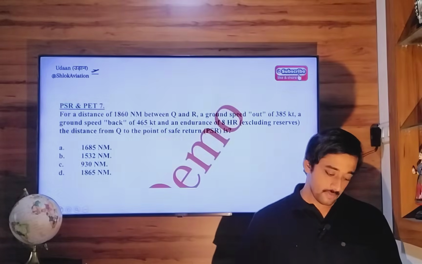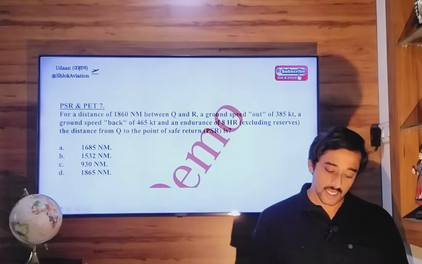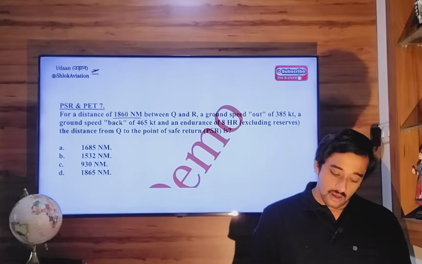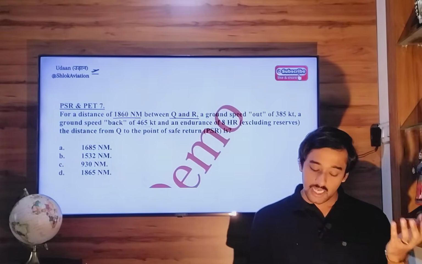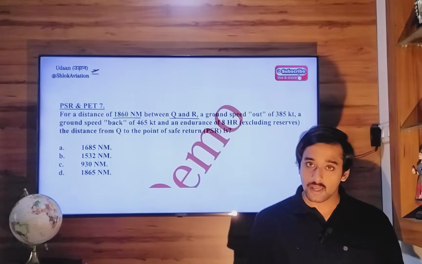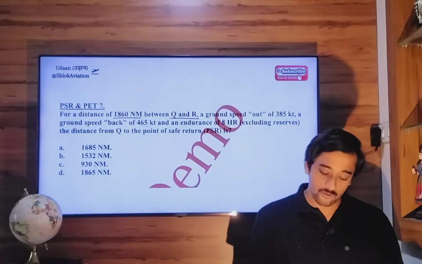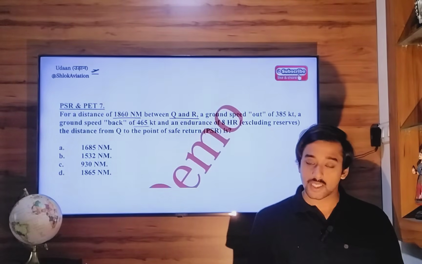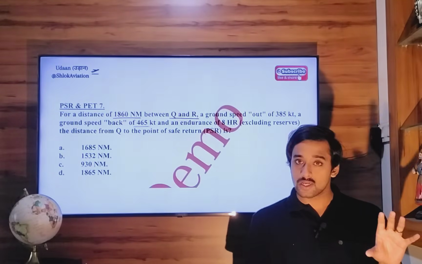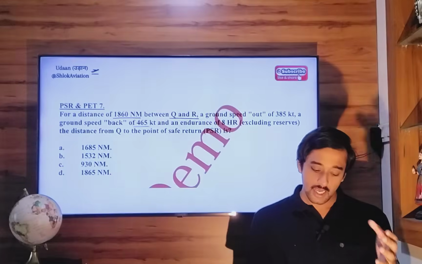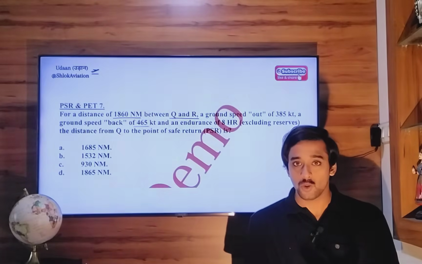Question number 7. For a distance of 1860 nautical miles between Quebec and Romeo, departure and destination, a ground speed outbound 385 knots, a ground speed homebound 465, endurance 8 hours excluding reserves. The distance from point Q, which is your departure location, to the point of safe return is equal to what?